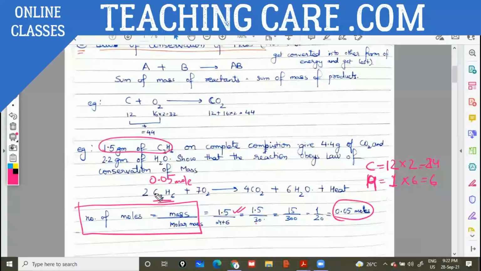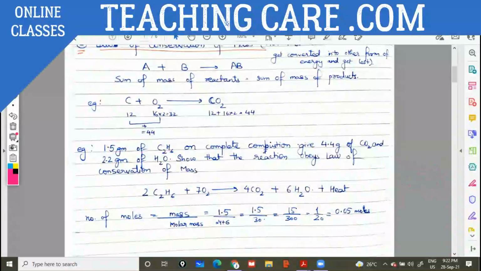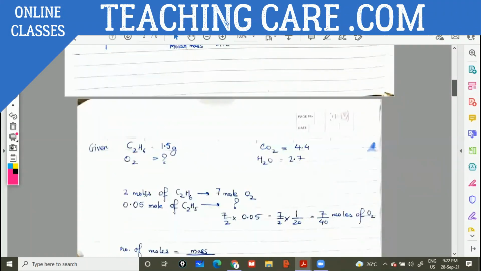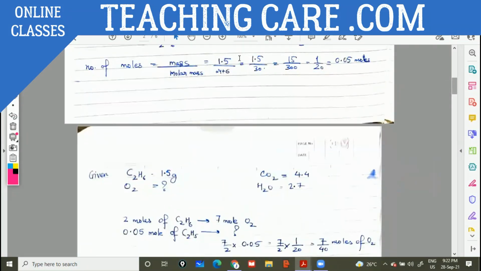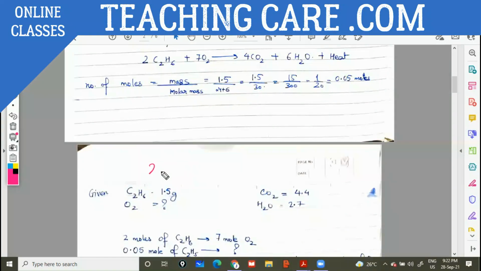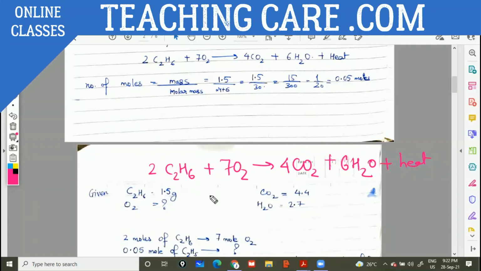Now, you'll tell me why we need to find out moles, because based on this mole, we will find out the mass of oxygen. How are we going to do that? See now here. We got 2 moles. Why 2? Because when you see the equation, what is the equation? 2C2H6 plus 7O2 gives 4CO2 plus 6H2O plus heat. This is the equation what we have.